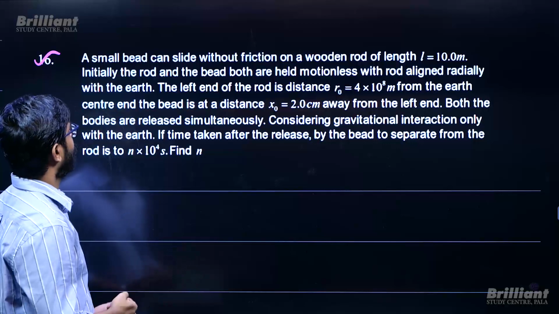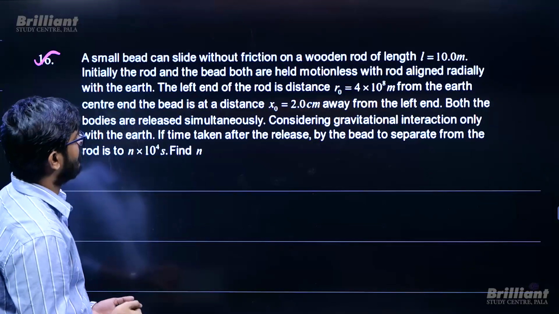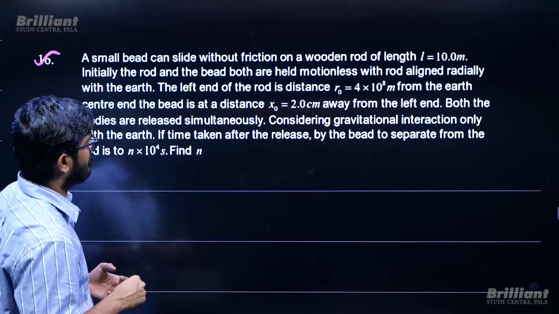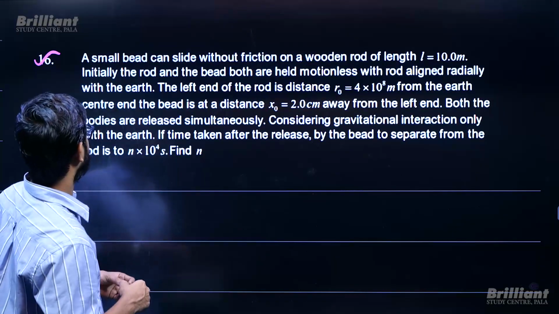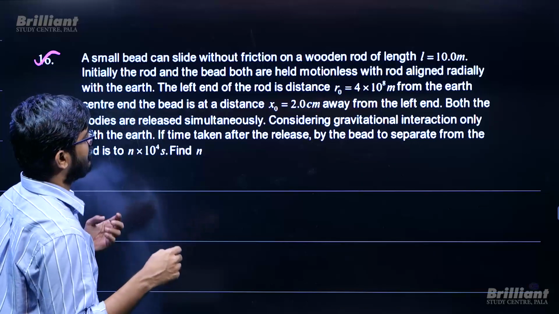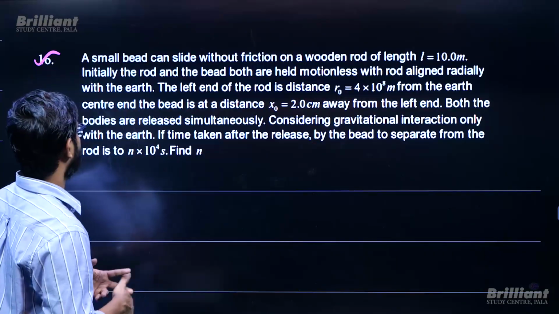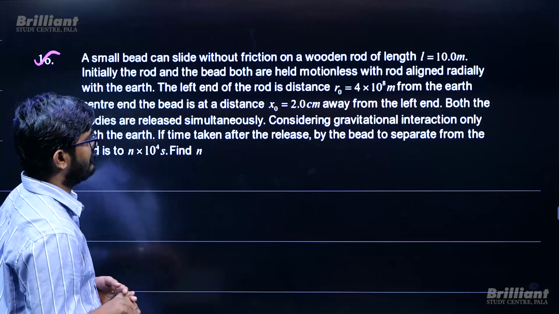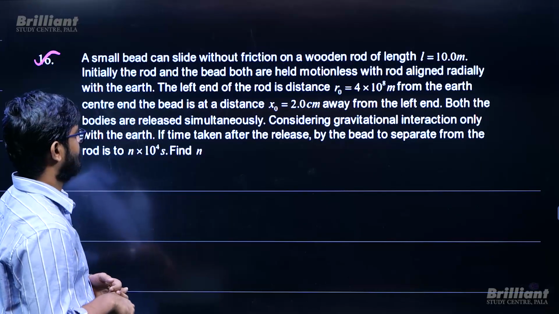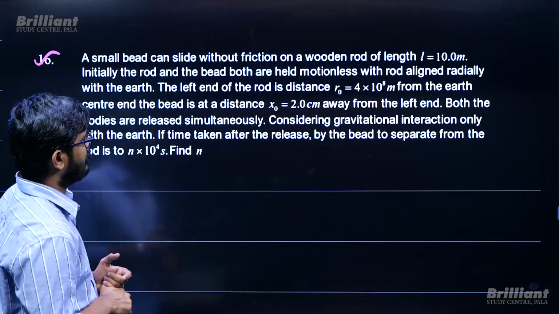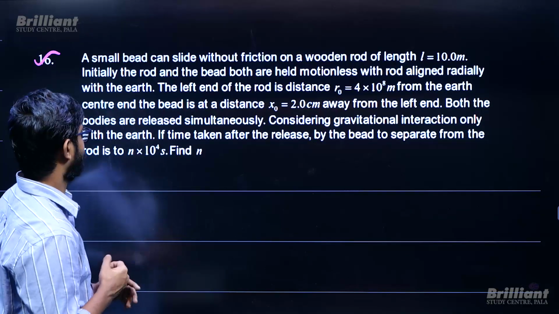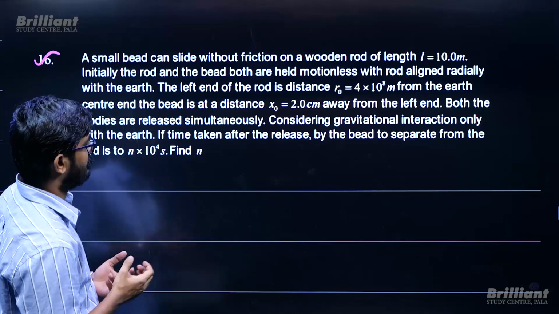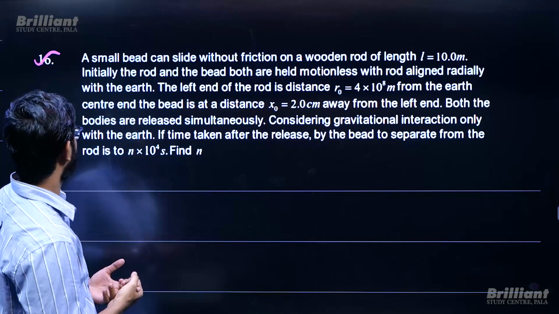Next question: a small bead can slide without friction on a wooden rod of length. Initially the rod and the bead are held motionless, with the rod aligned radially with the earth. The left end of the rod is at a distance r0 from the earth's center, and the bead is at a distance 2 cm away from the left end. Both bodies are released simultaneously, considering gravitational interaction only with the earth. Find the time taken after the release for the bead to separate from the rod.